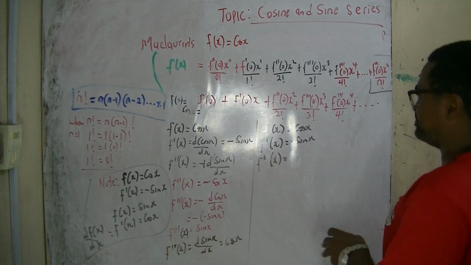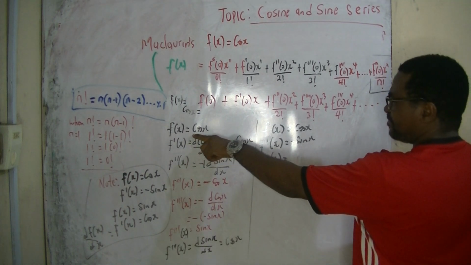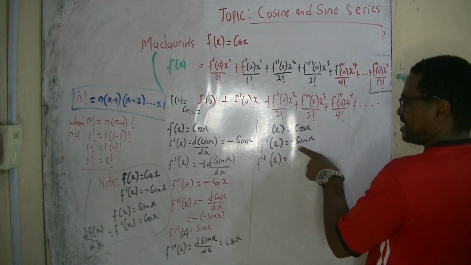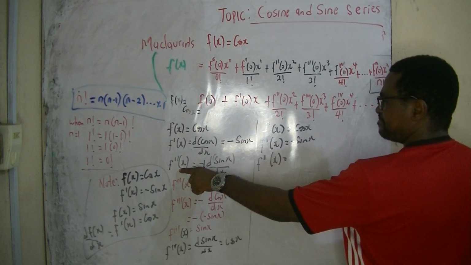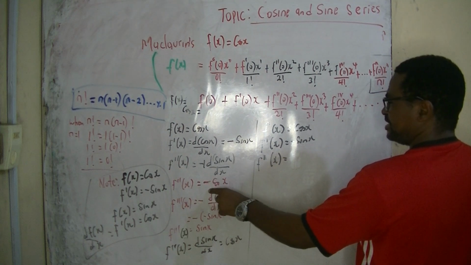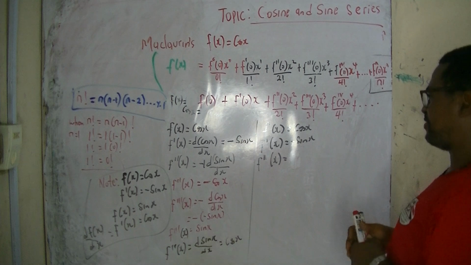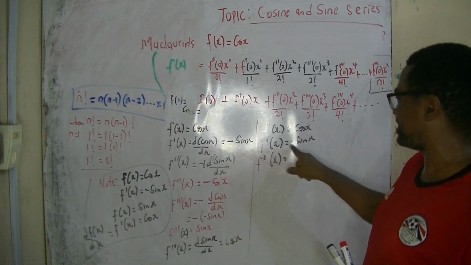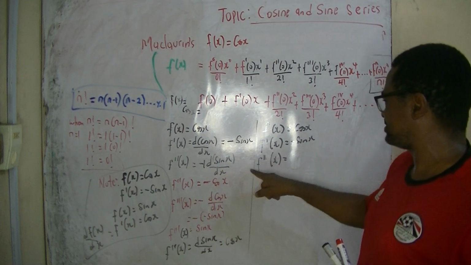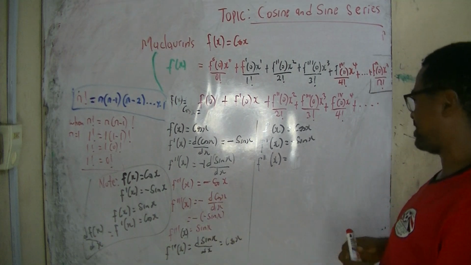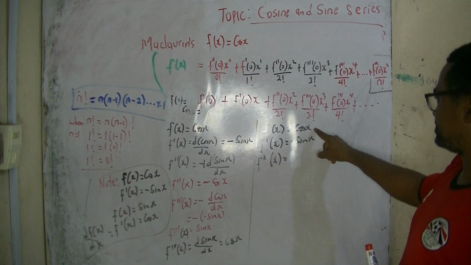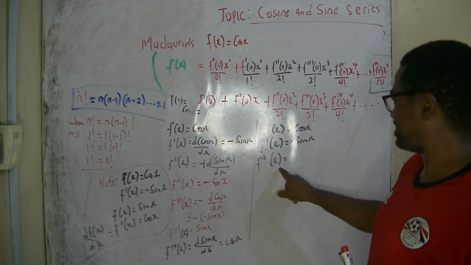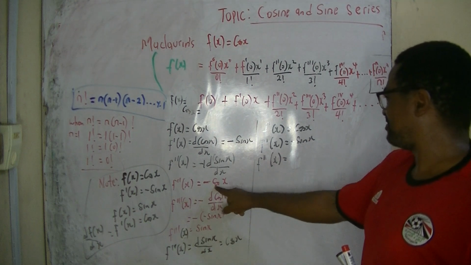If you look at this very well, please, we need to be extremely careful. F of x is cos x. F prime of x is minus sine x. Then f double prime of x, are we supposed to have minus again? Because this is f prime of x, minus sine x. The second derivative is minus cos x. I'm having cos x, minus sine x. Then the third derivative is minus cos x.